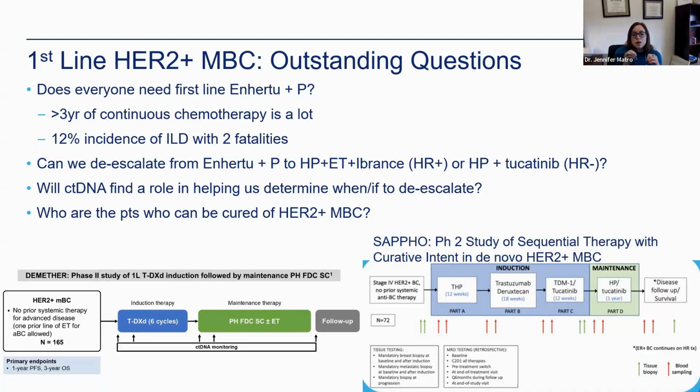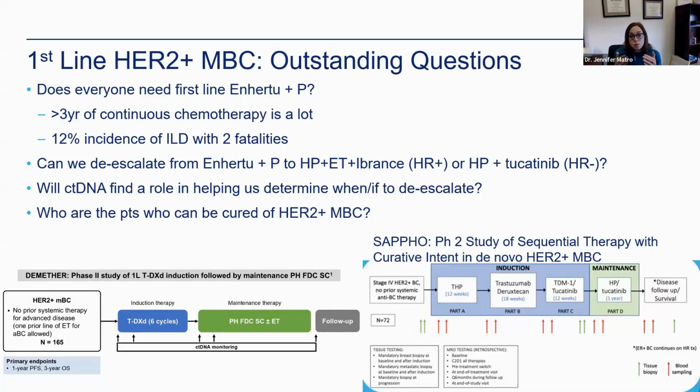So last summer at ASCO, we had the results of one of the clinical trials that showed that a drug called Enhertu, which is an antibody drug conjugate, plus Perjeta is better than that THP chemo. And so we have transitioned a lot of newly diagnosed patients to that regimen instead of the THP. And that clinical trial didn't build in a maintenance phase. Patients who were on Enhertu with Perjeta had over 3 years of disease control on that combination, which is great, but that's chemo. That's not antibodies and hormone therapy, that's chemo. And so more than 3 years of continuous chemo is a lot.